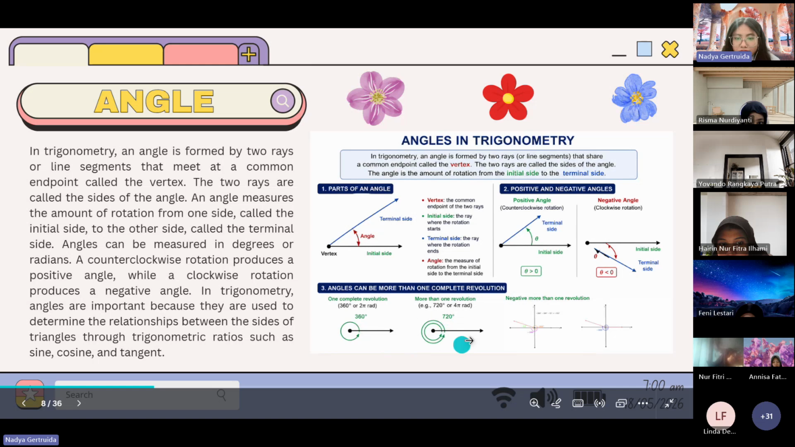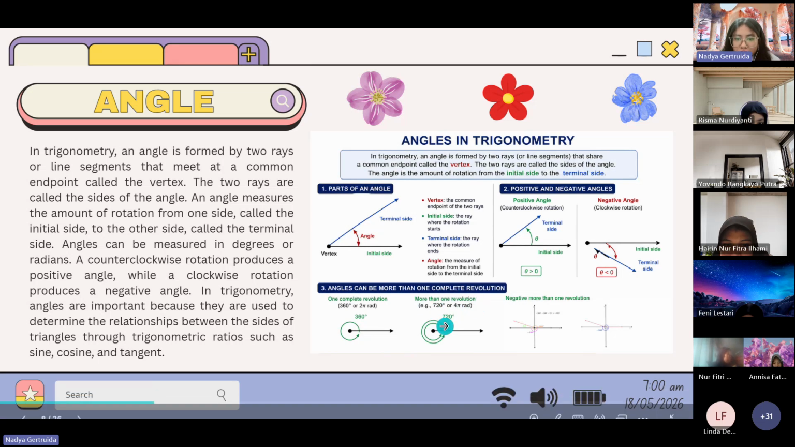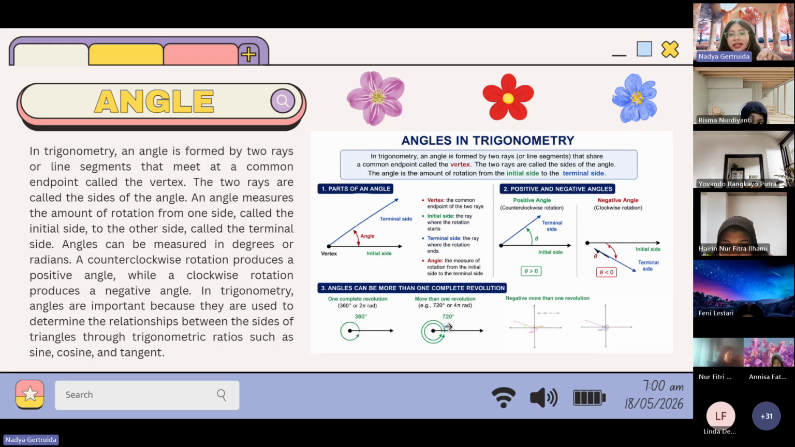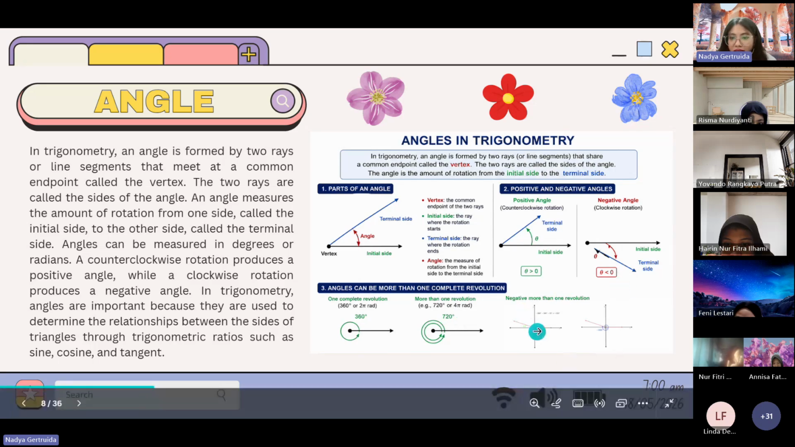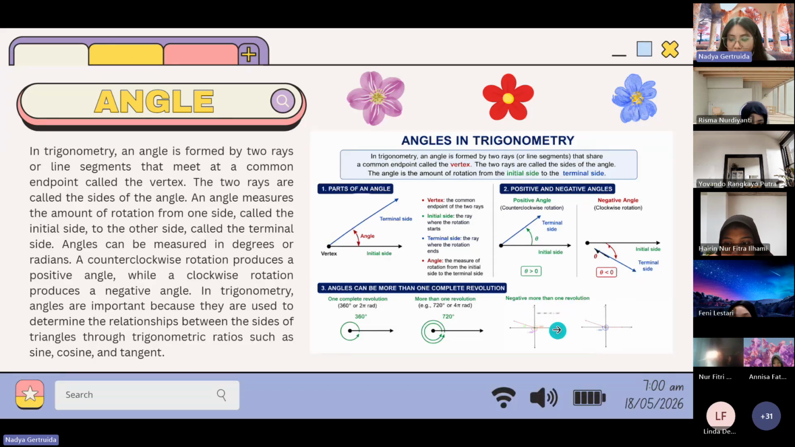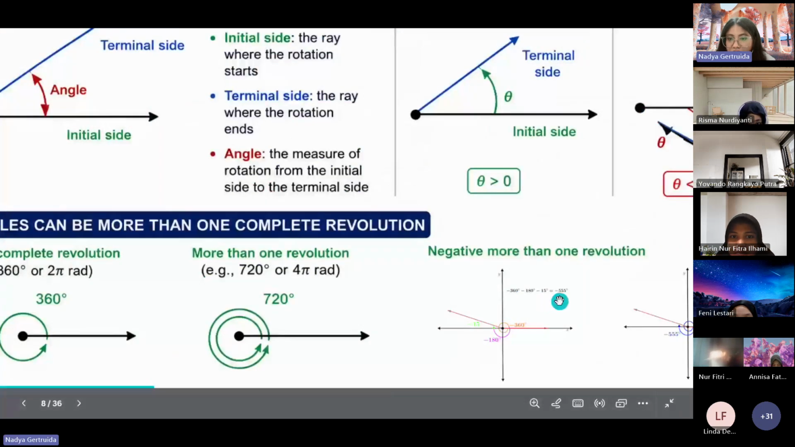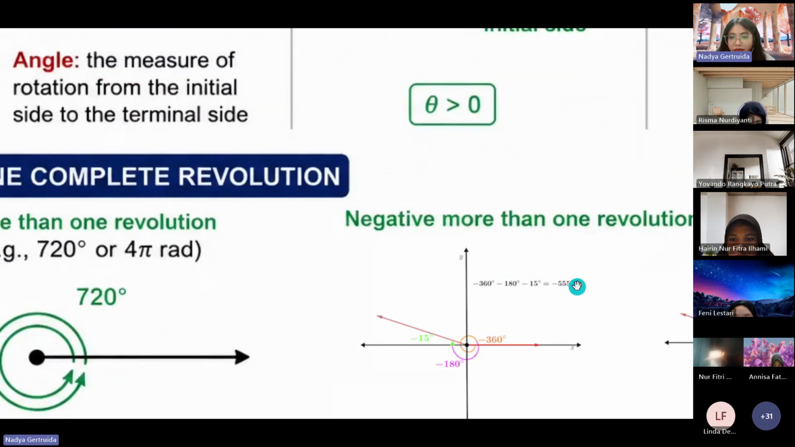And this is an example for more than one revolution, which is two rotations, 720 degrees. Or we can say it's 4π radians. And the last one is an angle that is negative and more than one rotation. This is minus 555 degrees.